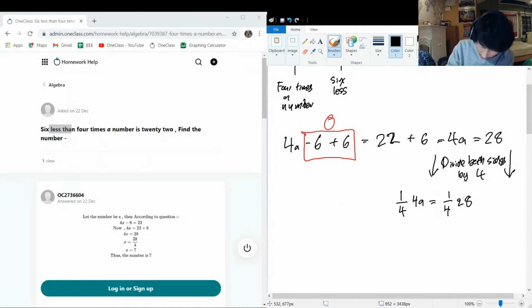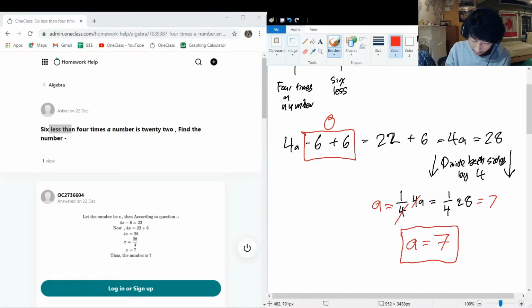Okay, and as you can see here, the 4 on the denominator and the times 4 neutralize each other, and we'll just have a on this side, and then 28 divided by 4, let's do some quick math. It's got to be 7. So we know that a has to be equal to 7. That is our number of interest.